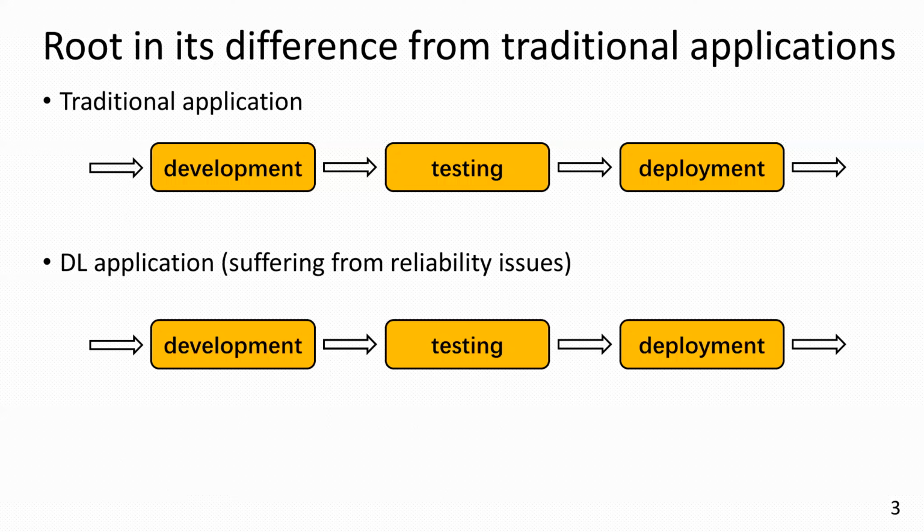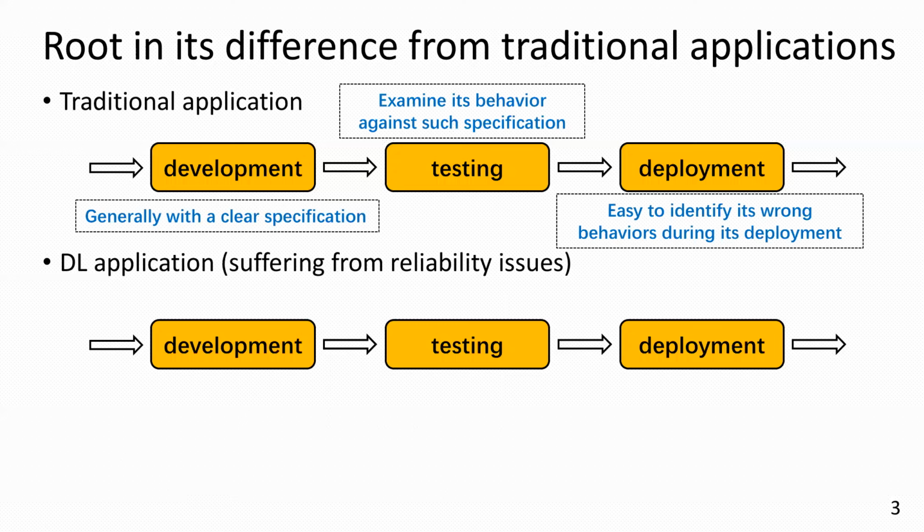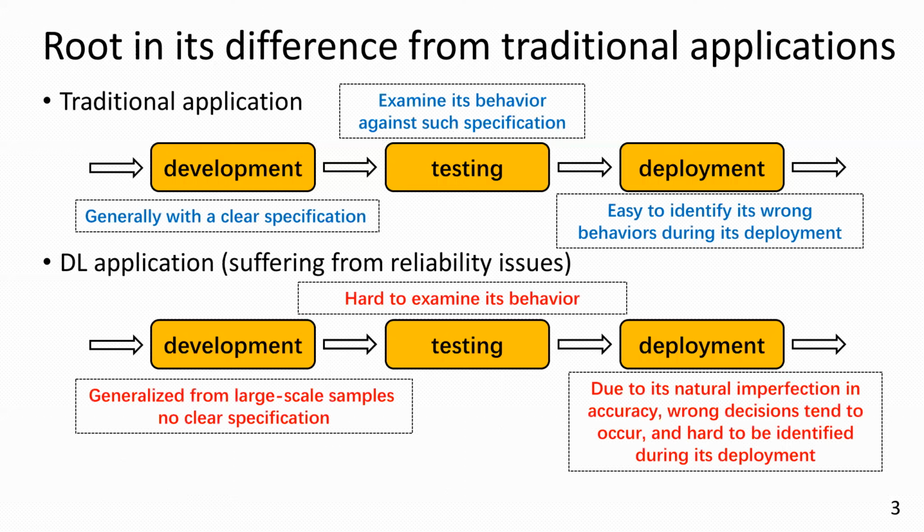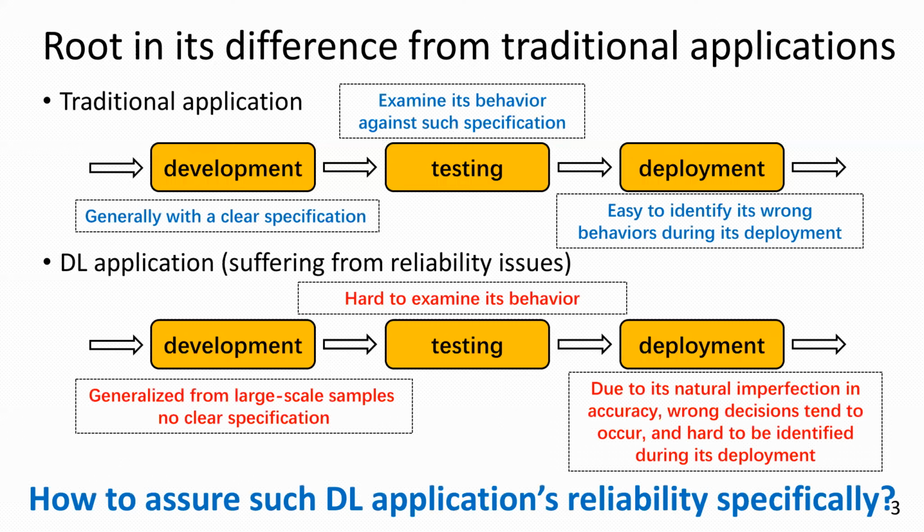We ascribe this to deep learning applications' differences from traditional ones. For traditional applications, there is a clear specification for its logics and can be used for testing and deployment. It could be very easy to identify some wrong behaviors. However, deep learning applications' logic is generalized from large-scale samples and there is no clear specification. This makes it hard to examine and identify the wrong behaviors. Therefore, our focus today is how can we assure such deep learning applications' reliability specifically.